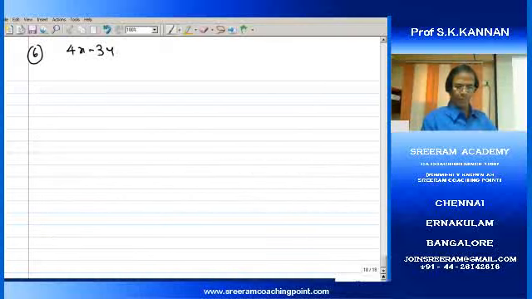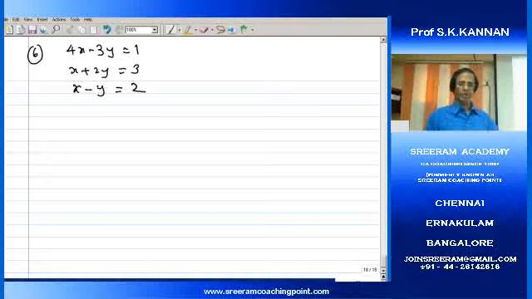4x minus 3y equal to 1. x plus 2y equal to 3. x minus y equal to 2. Examine the consistency of the equations. We have to check consistency. There is one immediate method.